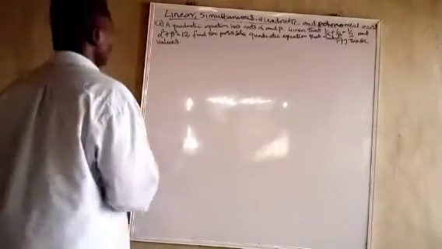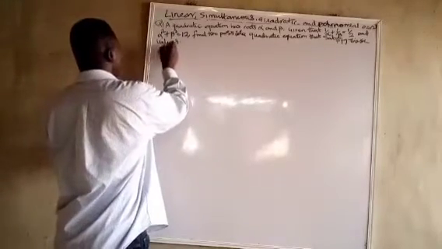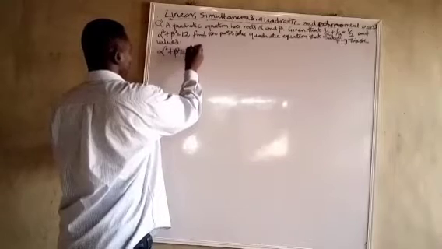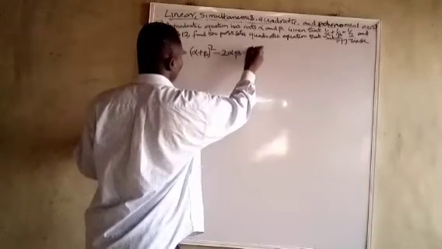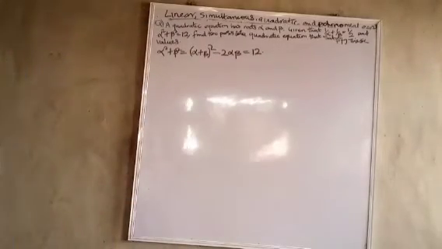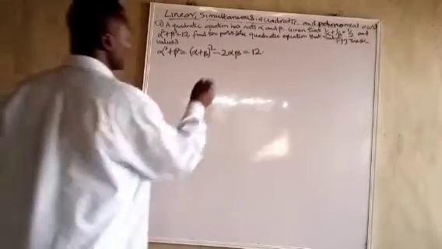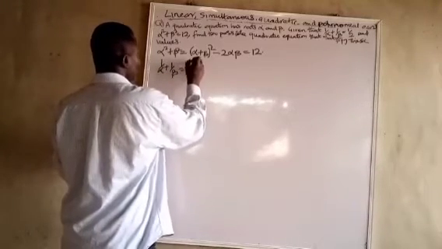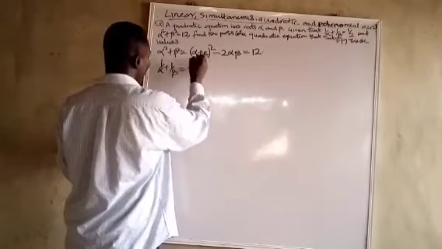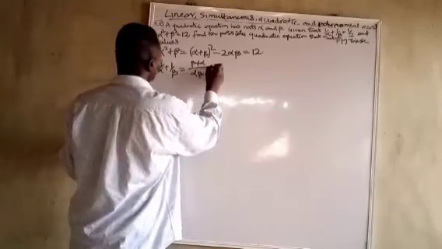A quadratic equation has roots alpha and beta. Given that 1 over alpha plus 1 over beta is equal to half, and alpha squared plus beta squared equals 12, find two possible quadratic equations that satisfy these values. So we have alpha squared plus beta squared, which is alpha plus beta all squared minus 2 alpha beta, equal to 12. And then 1 over alpha plus 1 over beta, which is beta plus alpha over alpha beta, is equal to half.